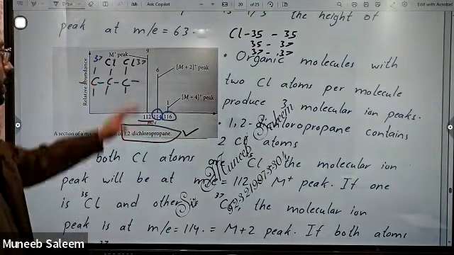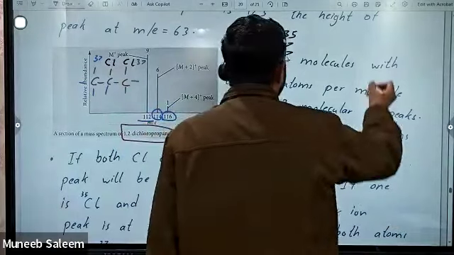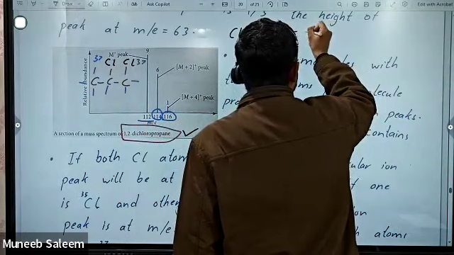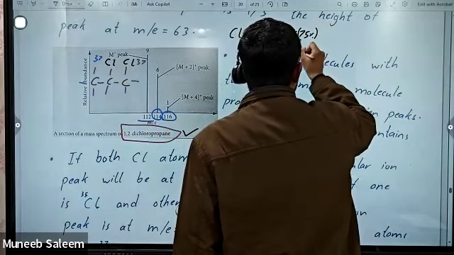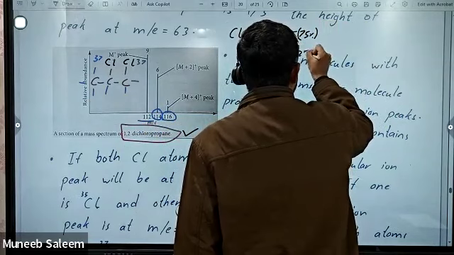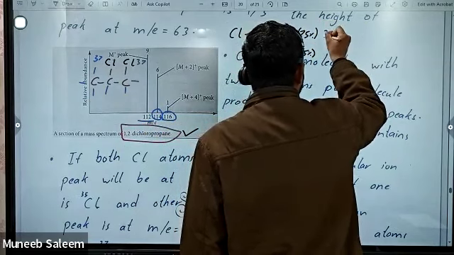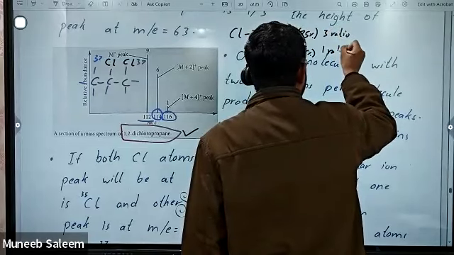Now what about their intensities? You know that the intensity of chlorine 35 is a 3 ratio because it is present by 75%, whereas chlorine 37 is present by 25%. So it is a 1 ratio. It becomes 3 ratio, and this becomes 1 ratio.